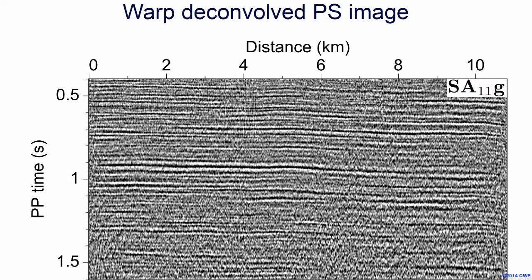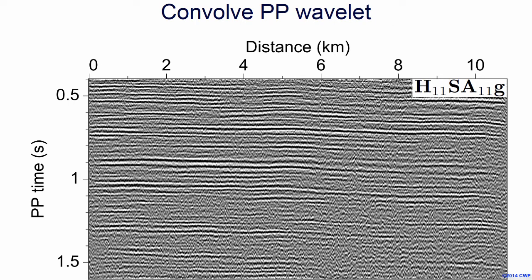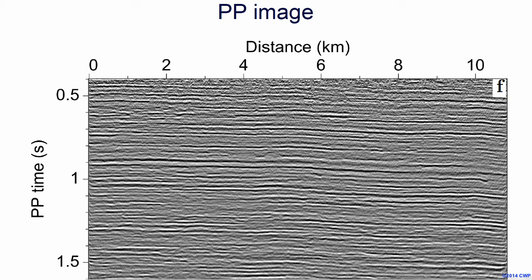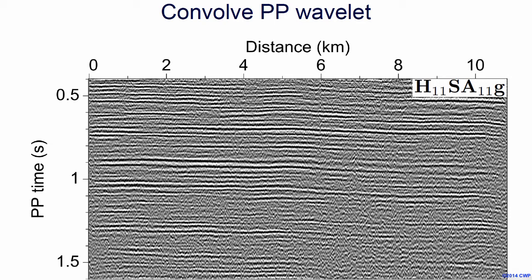And then our final step with warping with wavelets is to convolve this image with the PP wavelet. So what this algorithm is trying to do is solve for an A and H that minimizes the differences between the squeezed PS image and the PP image. And to give you an idea of how it's doing, here's the PP image for reference. I'll just flip back and forth. Here's the squeezed or the warped image, and here's the PP image.